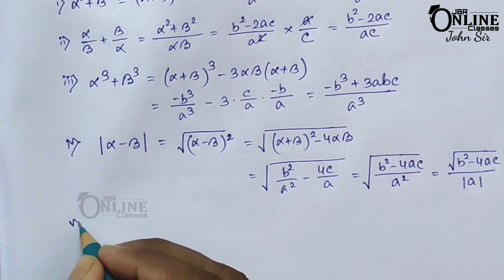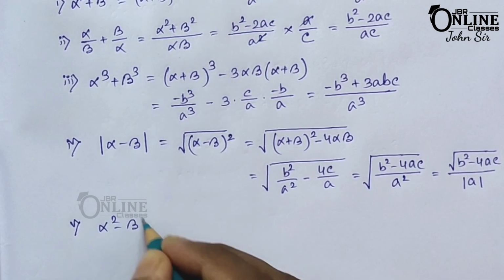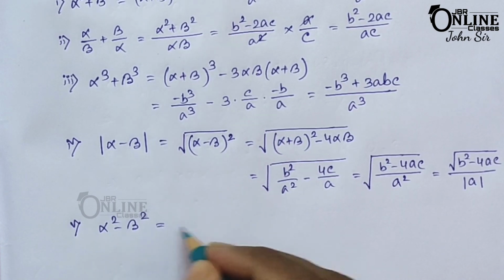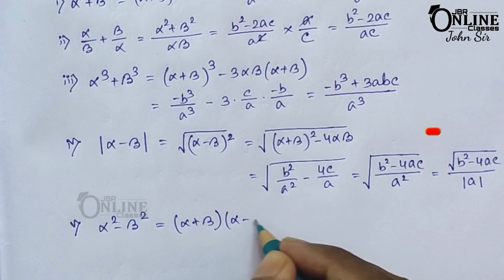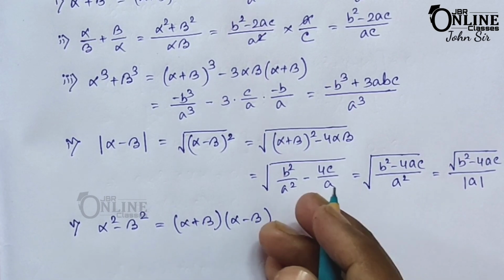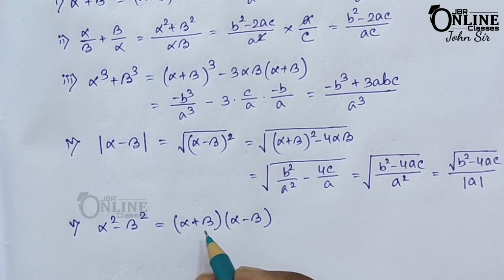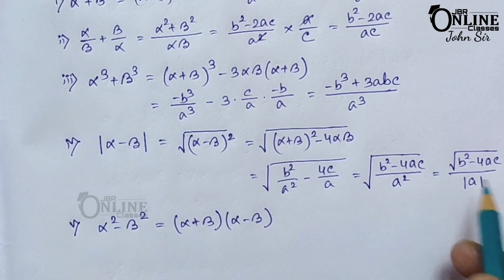Now next one, number 5. In number 5, alpha square minus beta square. That means alpha plus beta and again alpha minus beta. So now alpha plus beta, you know the value, that is minus b by a, and alpha minus beta will be plus minus of this value.